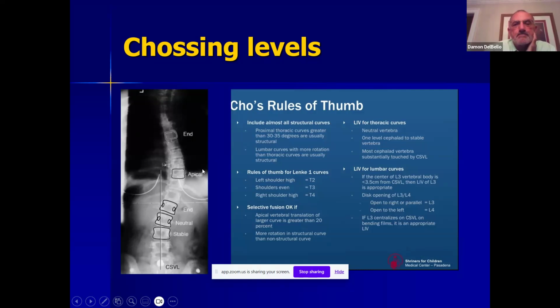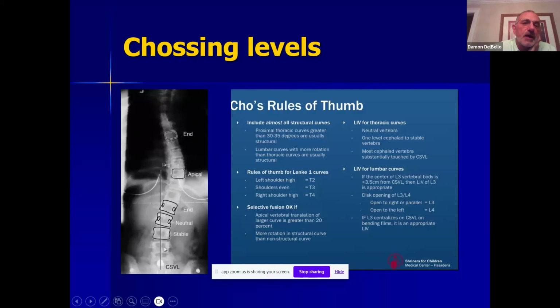So I'm glad you're recording, because then this will be on the video for you to refer to. But a couple of things here. Number one, we need to do the structural curve only. We don't need to operate on our flexible curves in general, and that's where your bending x-rays help determine which curve is structural and which isn't. This is obviously a thoracic curve, and these are compensatory curves above and below.